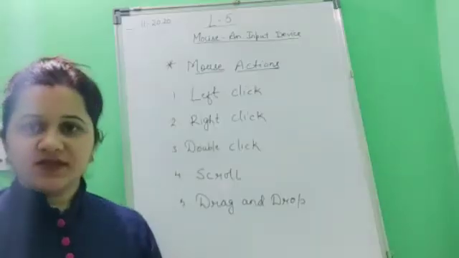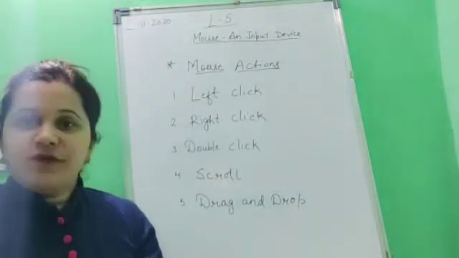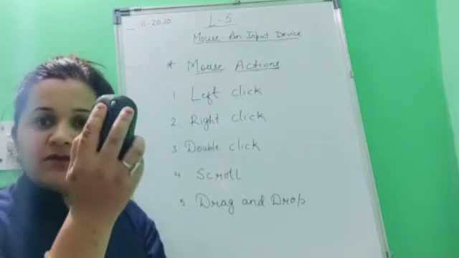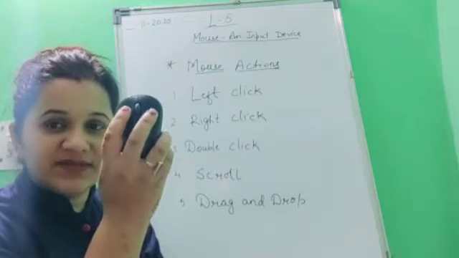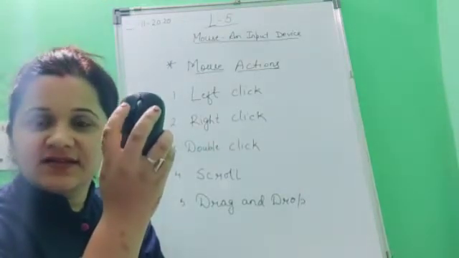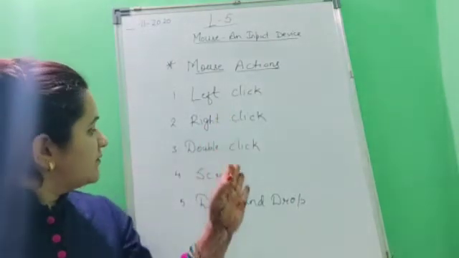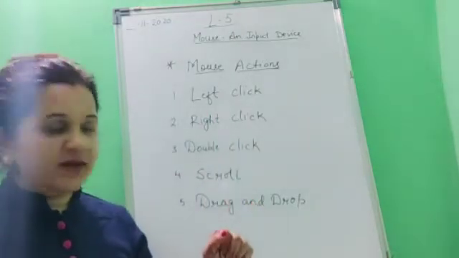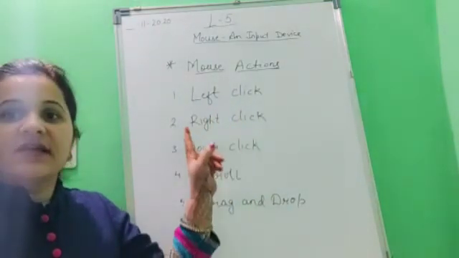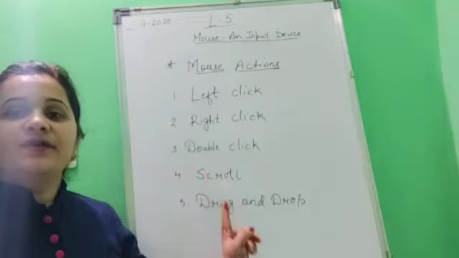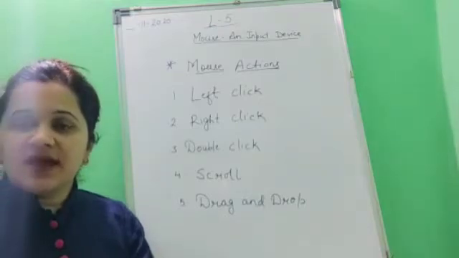Okay children, our next topic is mouse actions. Whenever we press the button of a mouse, we hear a click sound, isn't it? That is called clicking. Now a computer performs 5 mouse actions. What kind of mouse actions? Left click, right click, double click, scroll, drag and drop. These 5 are the mouse actions. Now let us understand them one by one.